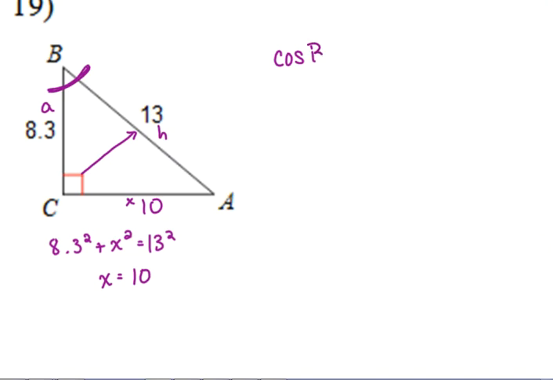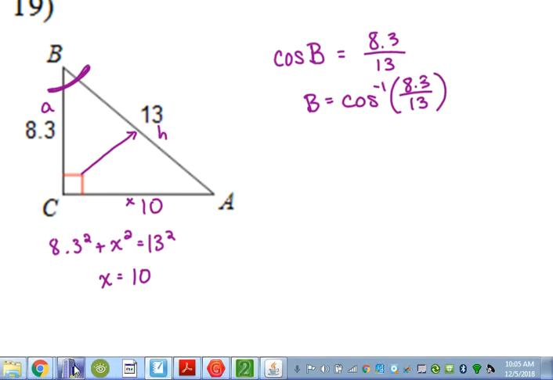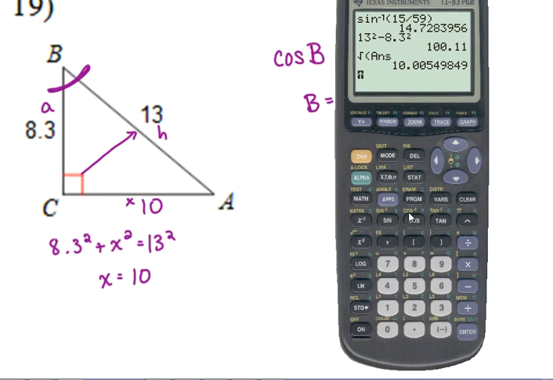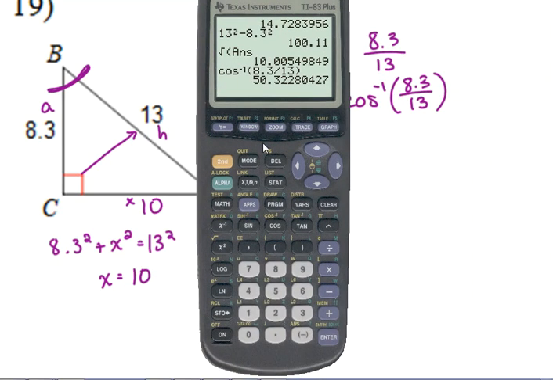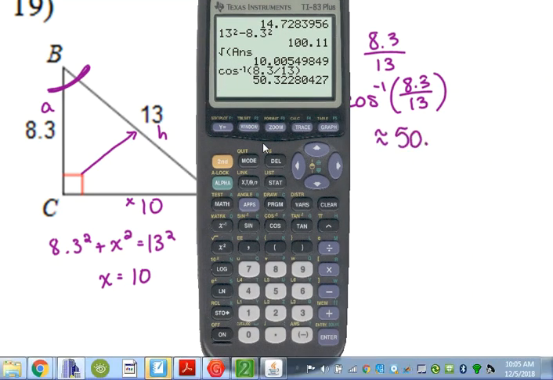So the cosine of, I'm going to put a B right there, because that angle is labeled as angle B. So cosine of B is equal to the adjacent over the hypotenuse. When we're solving for the angle, we use the inverse trig. So the inverse cosine of 8.3 over 13 is going to give me angle B. So that gives me approximately 50.3 degrees.